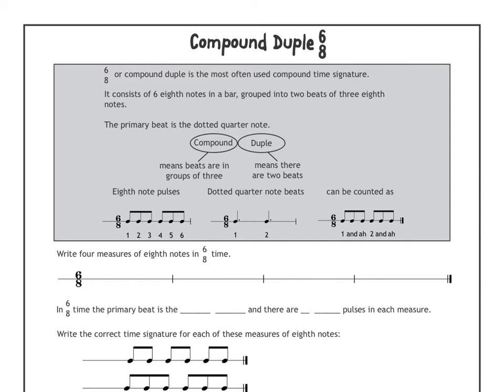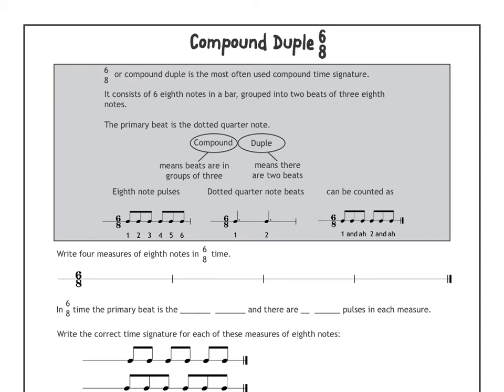We talked about this in one of the previous lessons as well, where you have groupings of 3 eighth notes, just like this. See how they're beamed in threes? That's how we feel them. 1, 2, 3, 4, 5, 6. 1, 2, 3, 4, 5, 6. 1, 2, 3, 4, 5, 6.